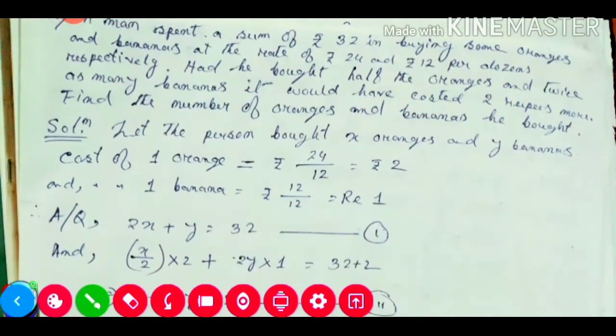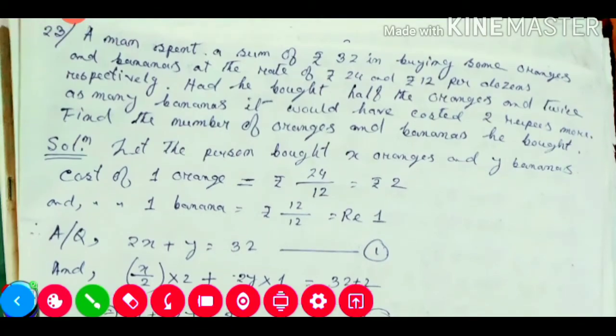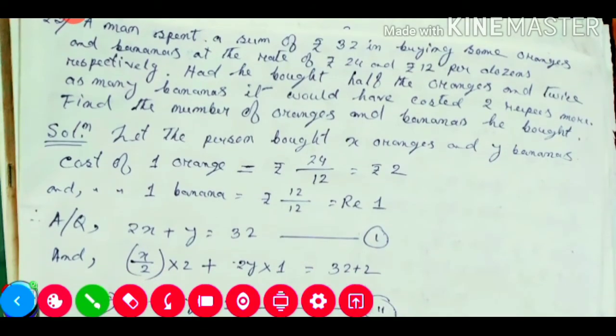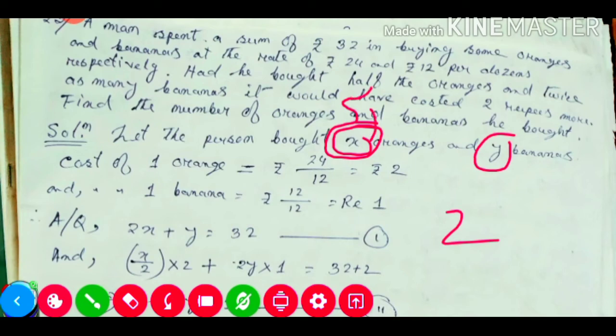Now according to the question, a man spent a sum of rupees 32 in buying some oranges and bananas at the rate of 24 and 12 per dozen respectively. That means we are considering how many oranges he bought, x oranges, and how many bananas he bought, y. And the price of 1 orange is 2. We don't know the number x. If you consider it 5, that means x is 5. So the price of 5 oranges will be 5 into 2, which is 10, because the price of 1 orange is 2.